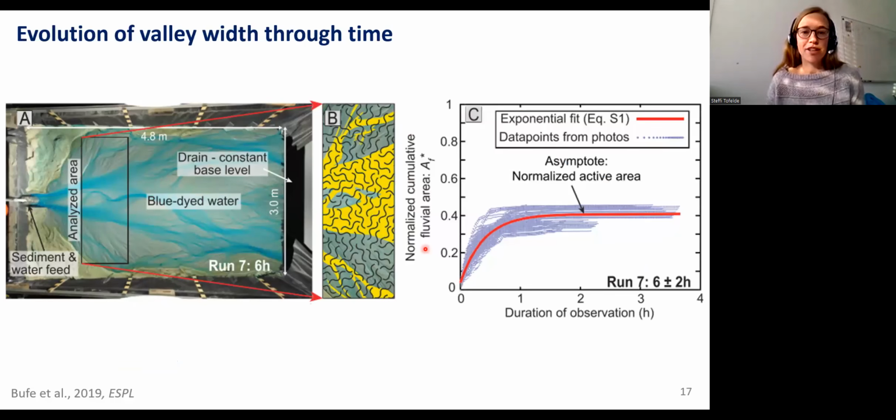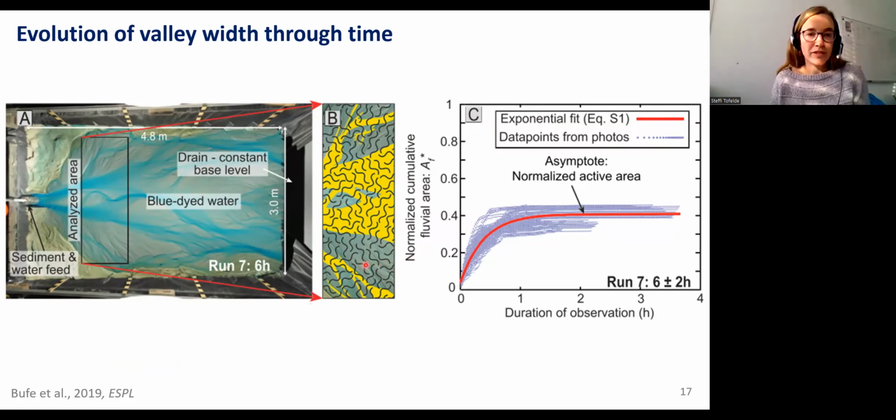So from those different field studies that I've shown, we have some ideas of different parameters that seem to scale with valley width. So they probably play some role when it comes to the controls of valley width. But it gets a bit harder if we want to study the evolution of valley width through time in the field because of the long time scales. But a nice way out are, for example, analog experiments.